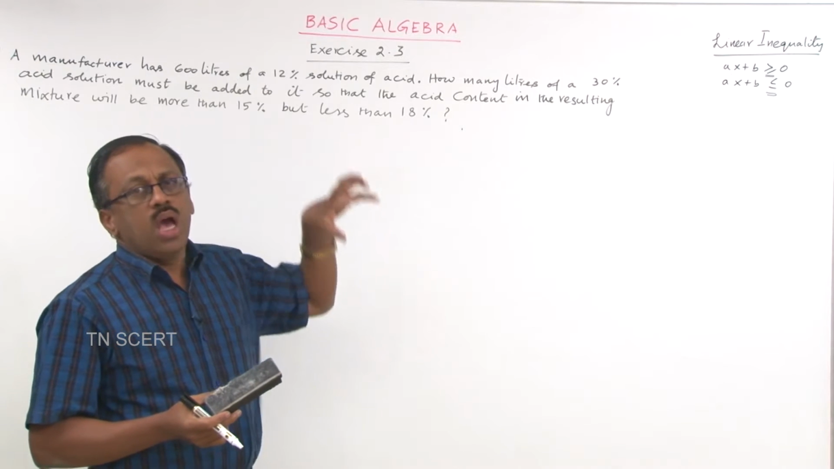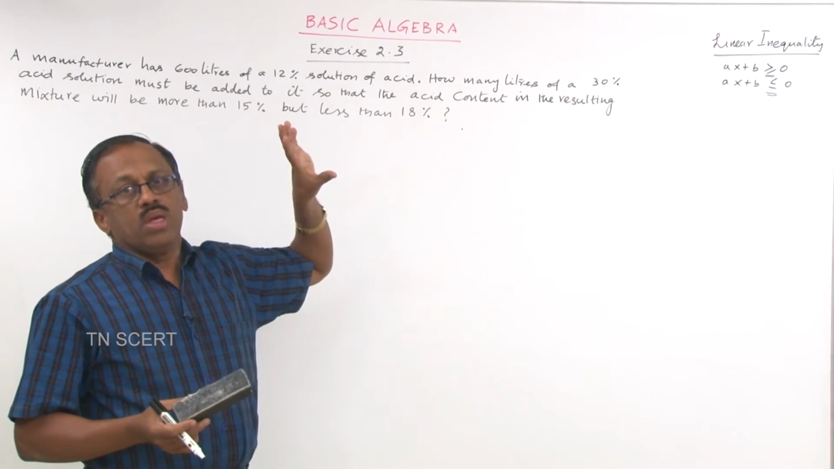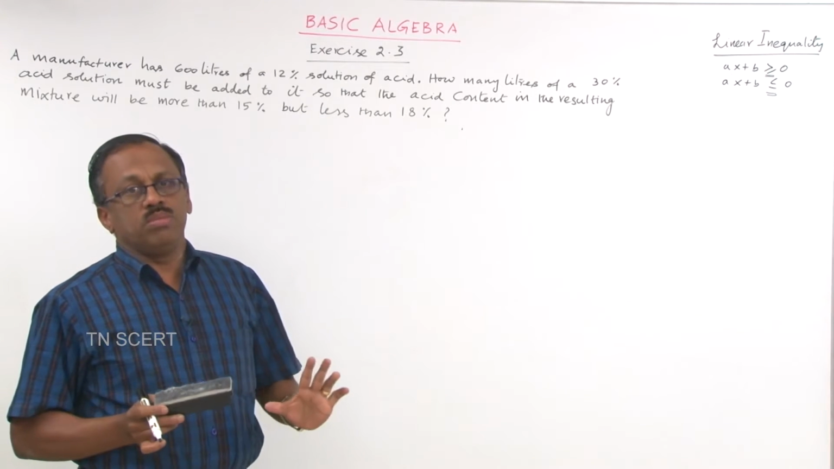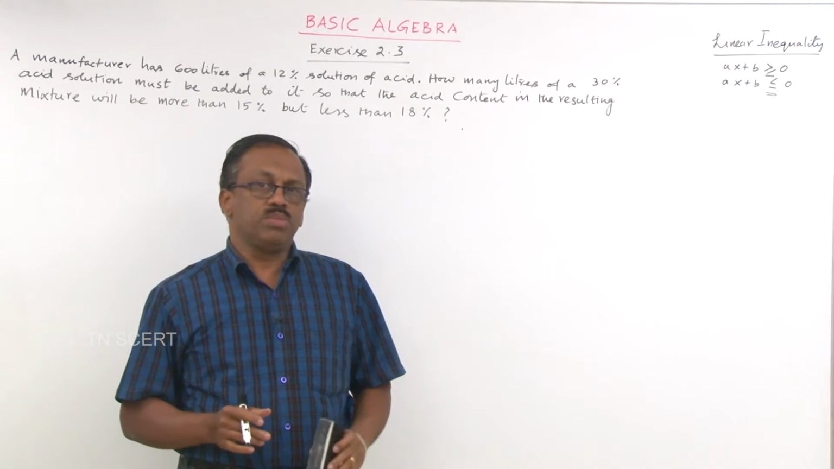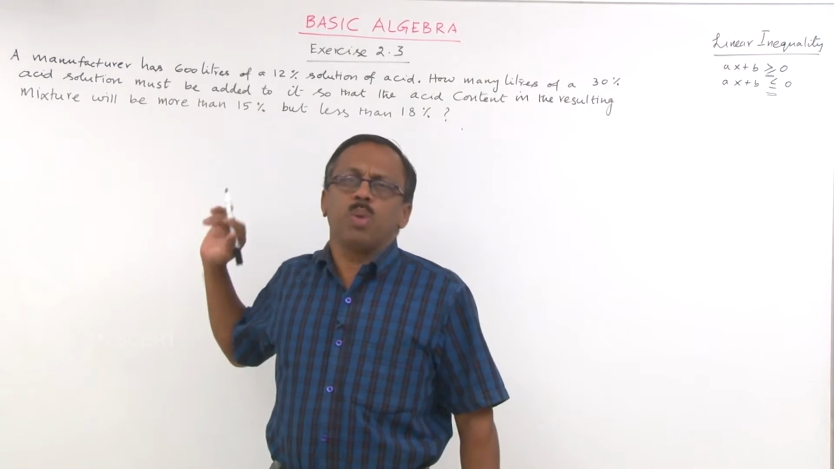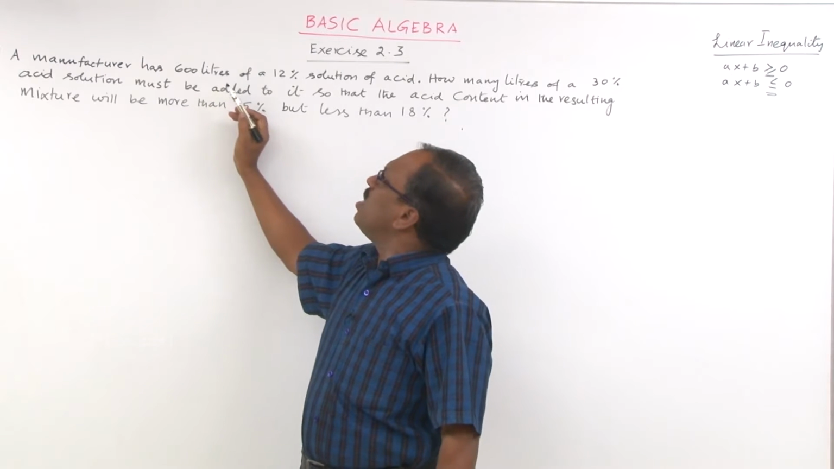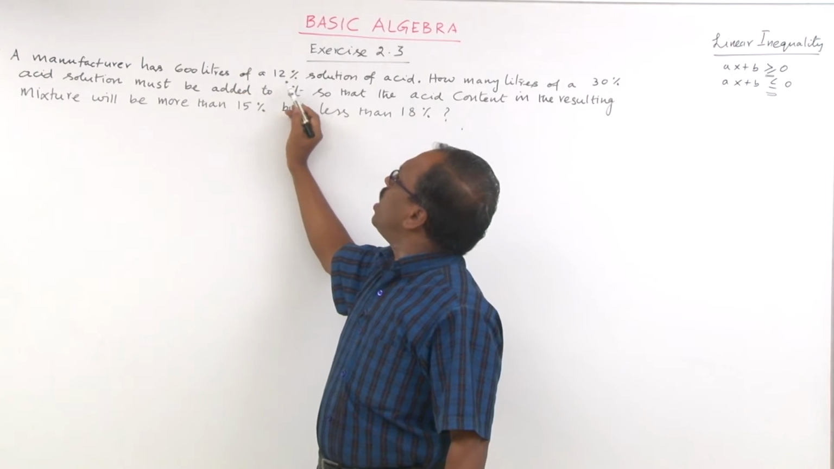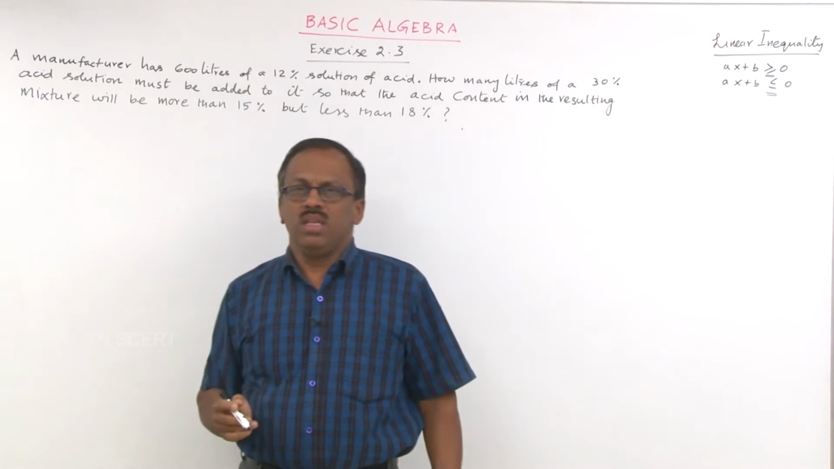Now, let us see how this will be associated with our problem. Today's problem I have taken from exercise 2.3. This is purely an application sum, but with basic algebra, that is, an inequality sum. So, let me read out the problem first. A manufacturer has 600 liters of 12% solution of acid.